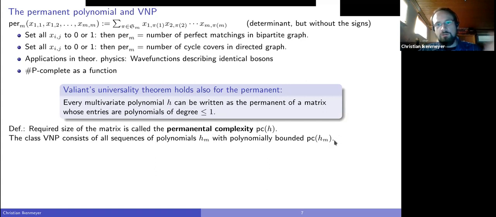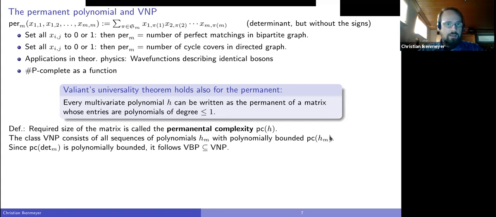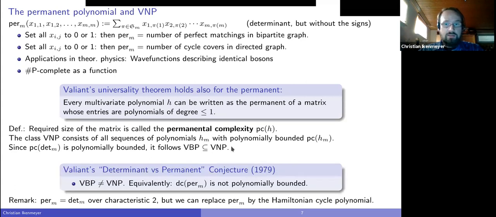Right? So you have determinantal complexity and permanental complexity. And are those the same? Well, the permanental complexity of the determinant is indeed polynomially bounded. And this means that VBP is a subset of VNP. But the other direction is, of course, not known, the wide open conjecture. This is the determinant versus permanent conjecture, that VBP is not equal to VNP, or equivalently, that the determinantal complexity of the permanent is not polynomially bounded.